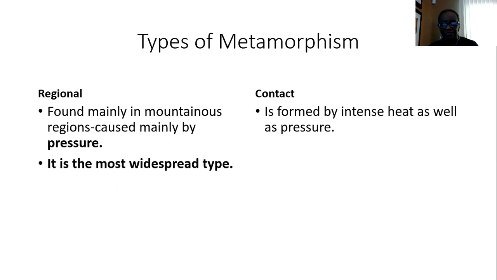All right, the types of metamorphism include regional and contact metamorphism. Regional metamorphism is widespread and it's usually caused by pressure, mainly by pressure, and it's found in mountainous areas. And I'm sure you've gone to the mountains and you've seen examples of rocks that look like the layers at one time could have been flat, but look like somebody has kind of folded them up. And that's an example of what we're talking about, regional metamorphism.